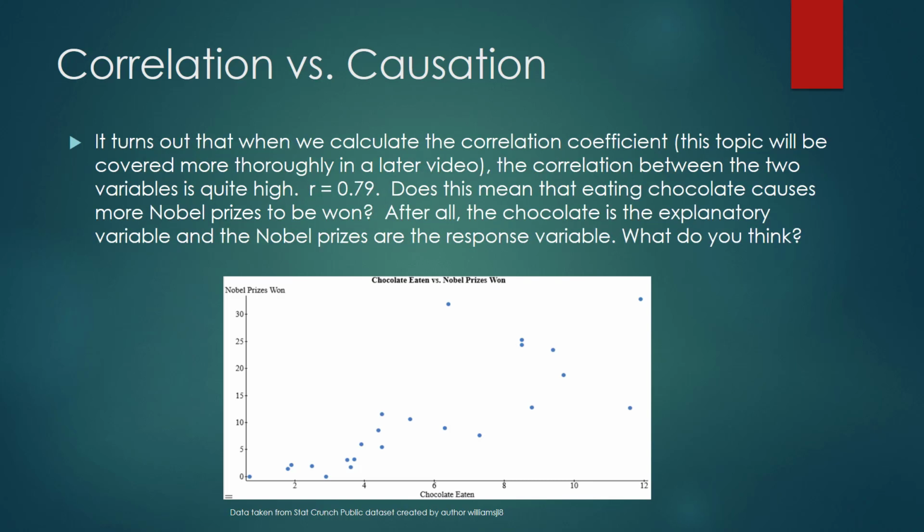It turns out that when we calculate the linear correlation coefficient, which is a topic for another video, the correlation between these two variables is quite high. Does this mean that eating chocolate causes more Nobel Prizes to be won? After all, the chocolate is on the x-axis, which means it's the explanatory variable, and the Nobel Prizes are the response variable on the y-axis. What do you think? Pause this video, write down your thoughts, and then unpause the video.